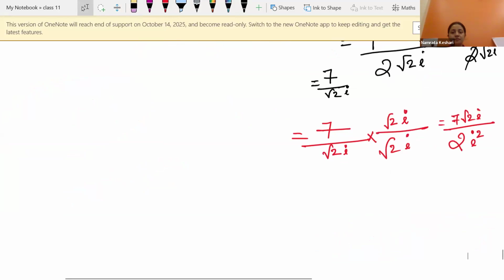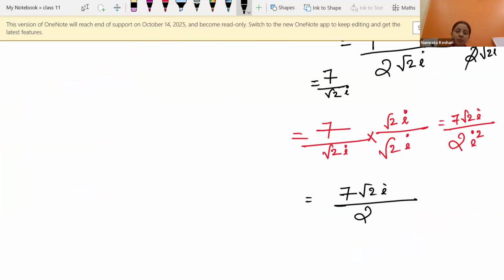Yes, teacher. Okay, now we have the numerator as 7 root 2i, and the denominator is 2i square, that is 2 into -1. We wanted to remove i from the denominator, and successfully we have removed i from the denominator. Now the negative sign you can write in the numerator. Your final answer is -7 root 2i by 2. But this is not the standard form of the complex number.